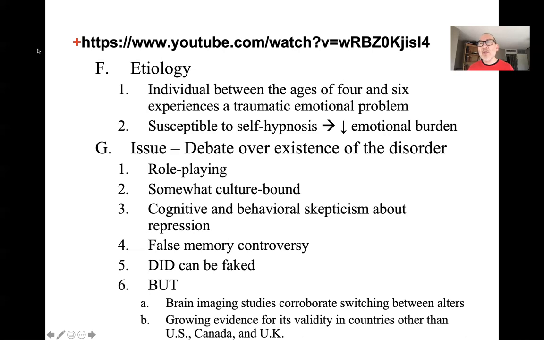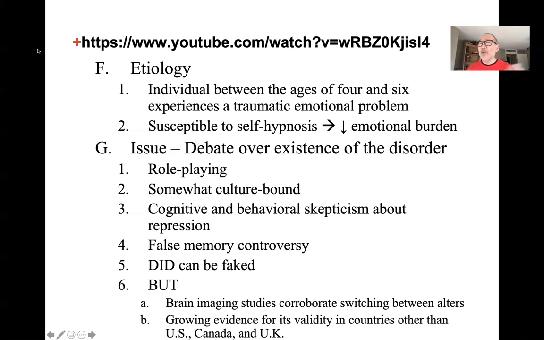Alrighty. It's very easy to fake multiple personality. Just read the criteria and do your thing. It's hard to tell how you can distinguish a malingerer from a non-malingerer. So I just presented a lot of the counterarguments to its existence.